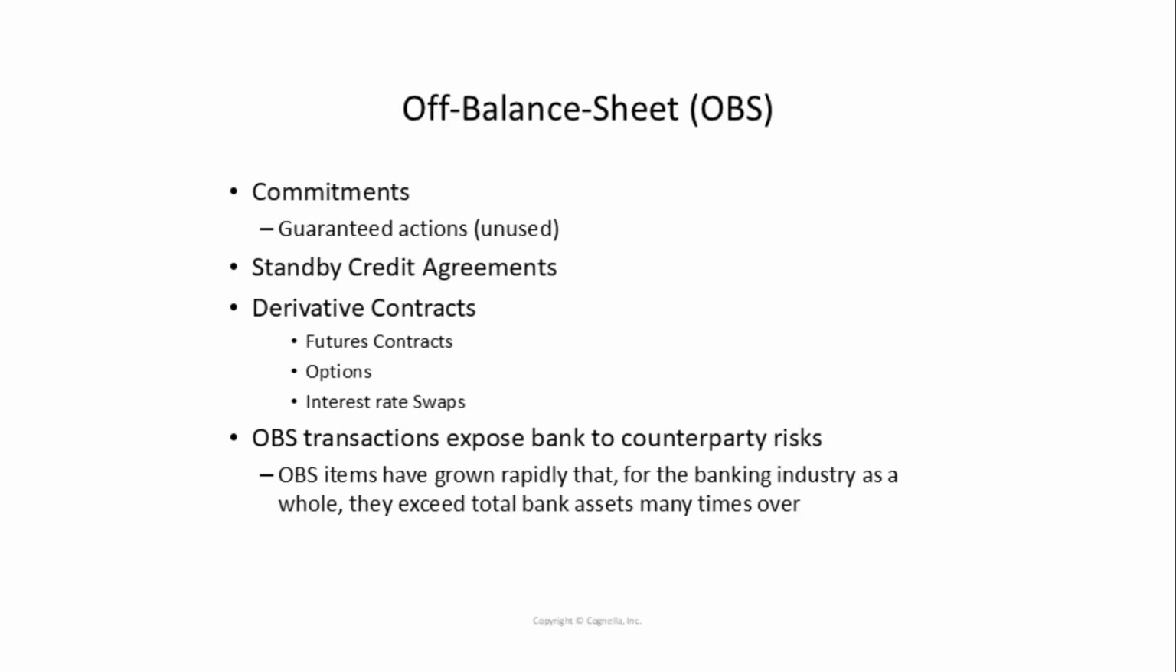Finally, off-balance sheet items include things like credit commitments, derivatives, and standby letters of credit. These don't appear as traditional assets or liabilities, although they do still carry some risk. In fact, across the industry, the total notional value of off-balance sheet items exceeds on-balance sheet assets many times over. This makes monitoring them absolutely essential.